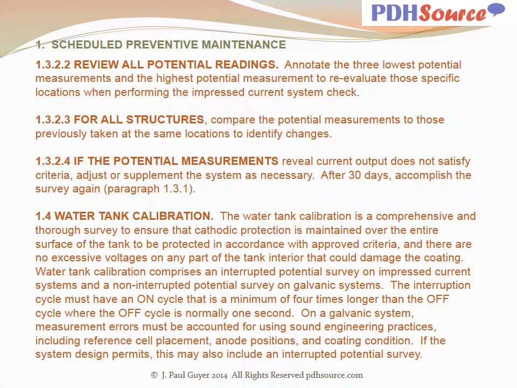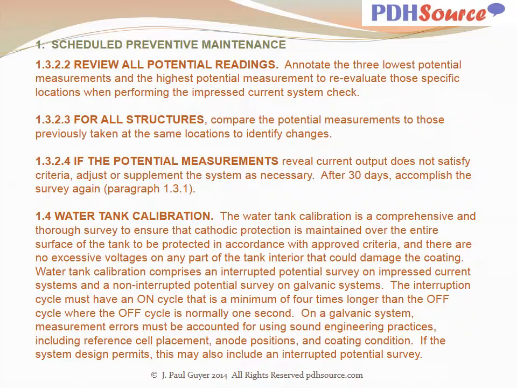With regard to scheduled preventive maintenance, review all potential readings and annotate the 3 lowest potential measurements and the highest potential measurement, to reevaluate those specific locations when performing the impressed current system check. For all structures, compare the potential measurements to those previously taken at the same locations to identify changes. If the potential measurements reveal current output does not satisfy criteria, adjust or supplement the system as necessary. After 30 days, accomplish the survey again.